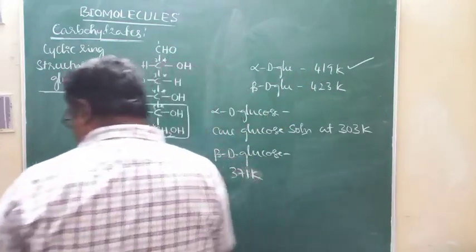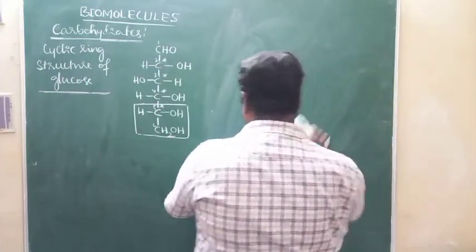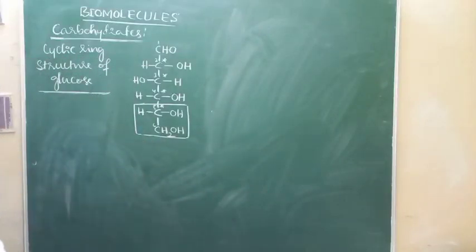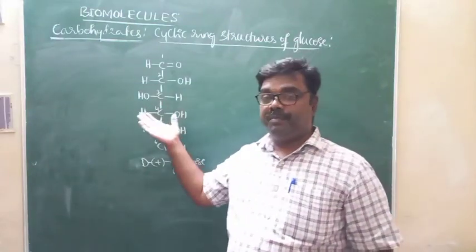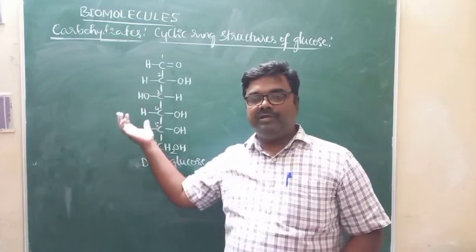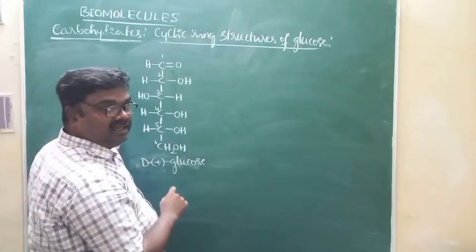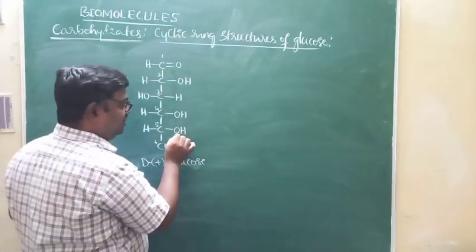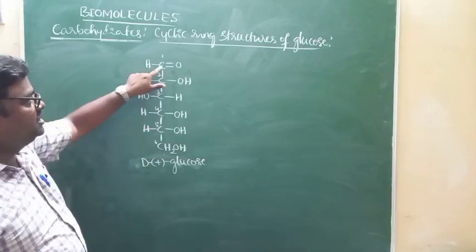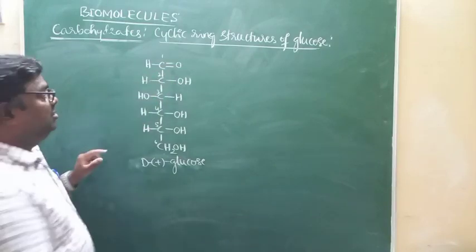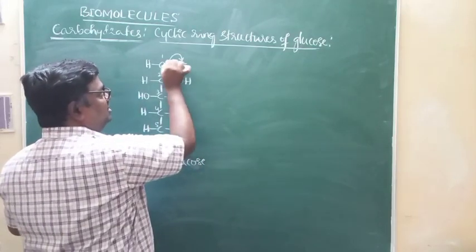Now with this information, we'll go to the cyclic ring structures of glucose. Let me write the cyclic ring structures of glucose. This is open chain structure of glucose. I can make use of this open chain structure in order to write cyclic ring structure of glucose. The alcoholic group at the fifth carbon atom will be added to the carbonyl group here. This is aldehyde group that contains C double bond O. Oxygen is more electronegative than carbon. Therefore, oxygen gets negative charge, carbon gets positive charge.